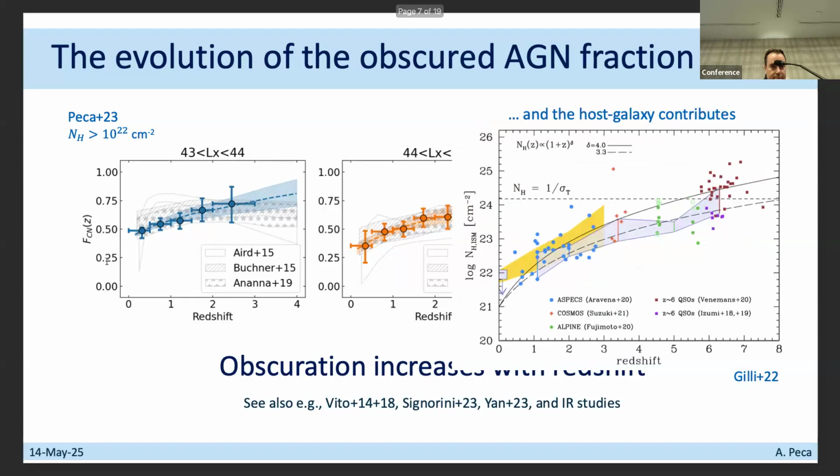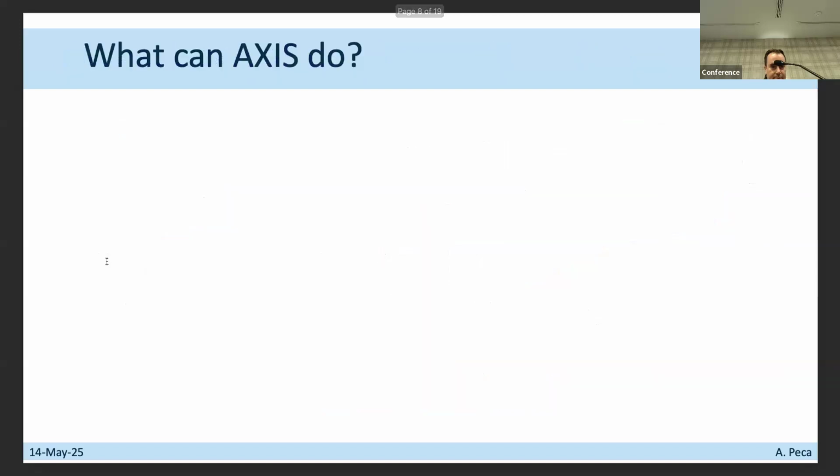And just as a reminder, the host galaxy makes a huge contribution. As you can see from this work from Gilli et al. 2022, looking at the molecular gas with ALMA, they show that the NH coming from the host galaxy at high redshift can be up to the Compton-thick level. So this is something that we also need to consider when we study obscuration in AGNs.